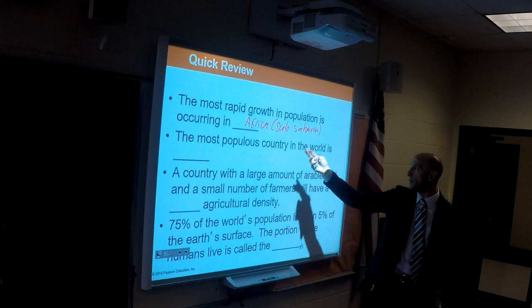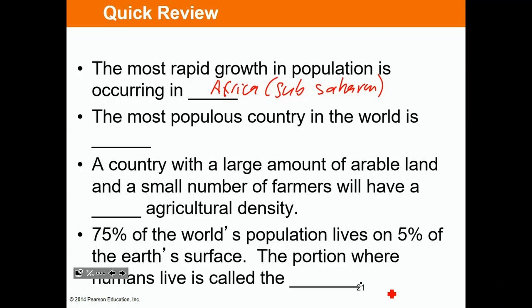The most populous country in the world is China. Second most populous is India. Third most populous is the United States. A country with a large amount of arable land and a small number of farmers will likely have what kind of agricultural density? Let's see, we're looking at a large amount of arable land and a small amount of farmers. We have a lower agricultural density.